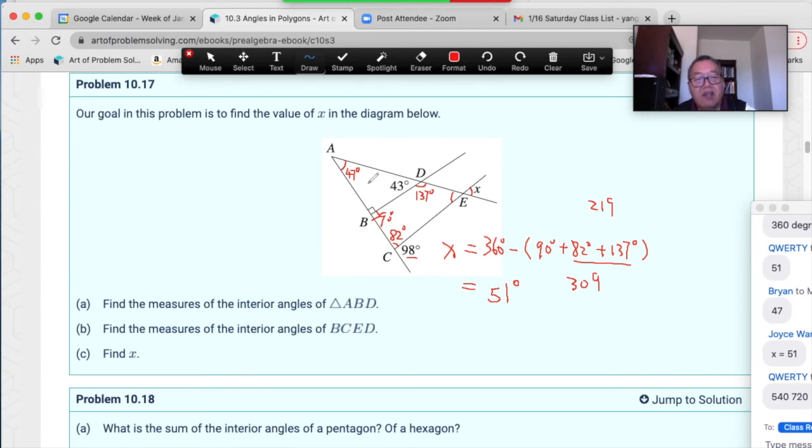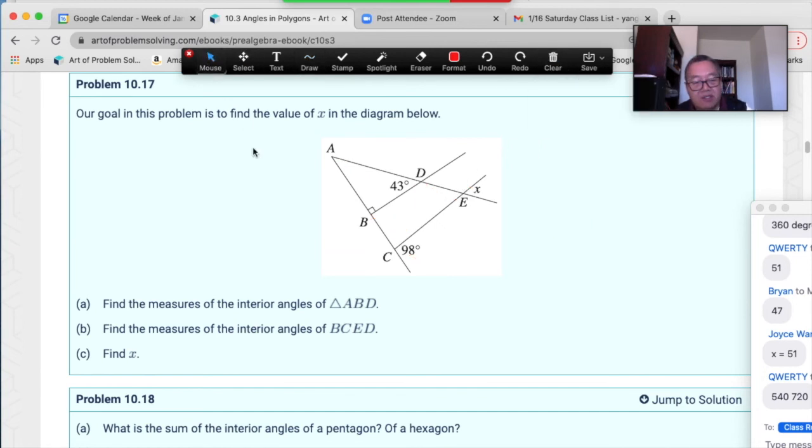So in this problem, to find x, we use the fact that the interior angles of any quadrilateral should sum to 360. Then we find the other three angles in this quadrilateral. Then we subtract these three angles from 360 degrees, and get this angle. That's 51. Okay. Now let's go to 18.